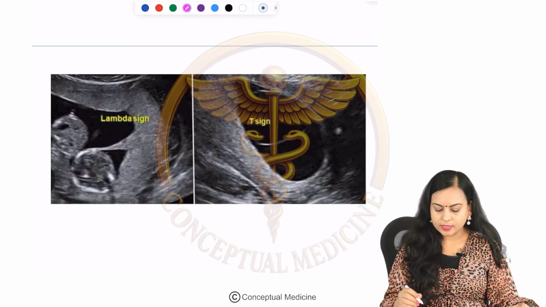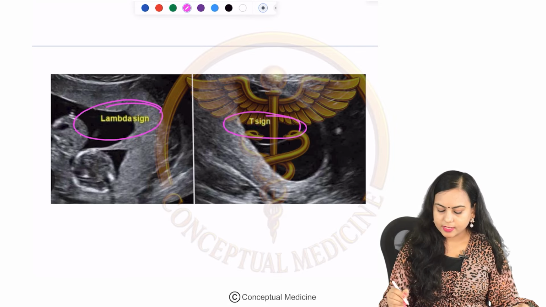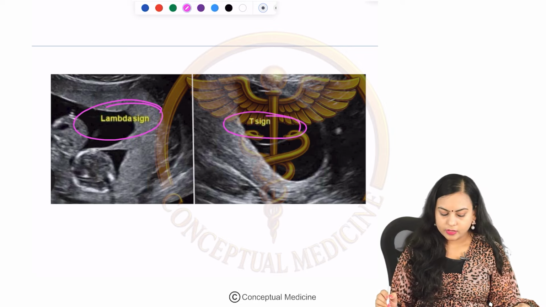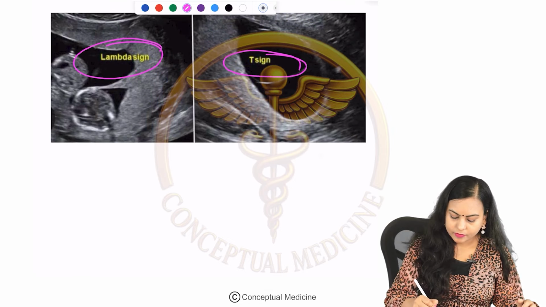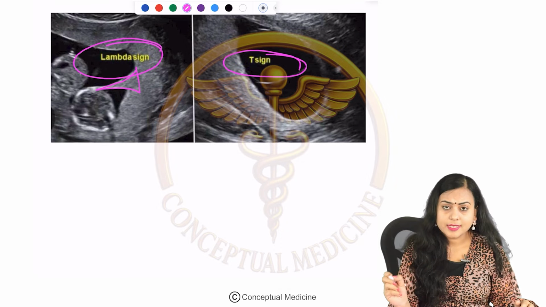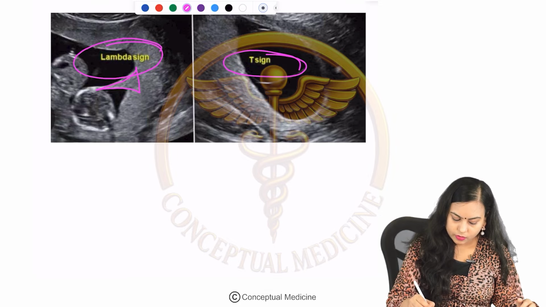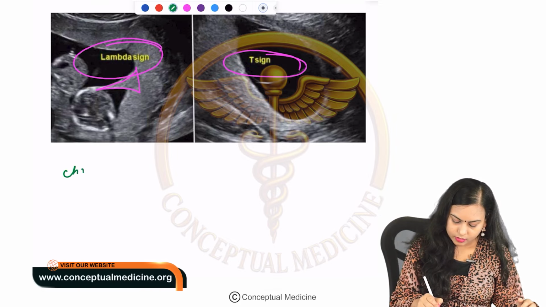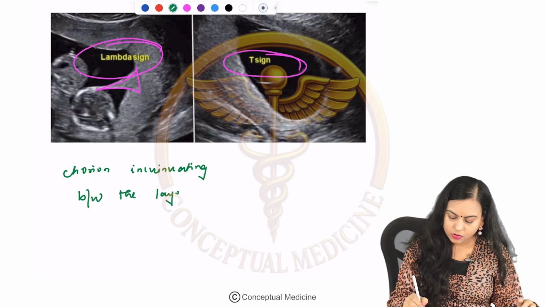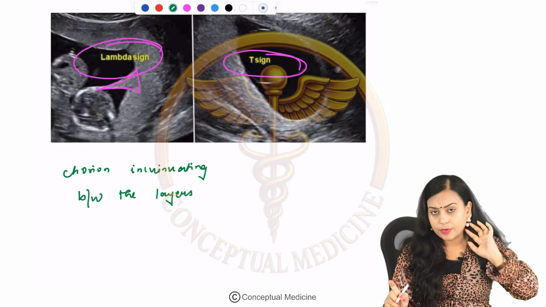Now, let us see these two signs in ultrasonogram. Okay. So, the first one is a lambda sign and the next one is a T sign. So, what is the lambda sign? What is actually happening is you have a triangular appearance here, right? This is nothing but the chorion insinuating between the layers of the intertwin membrane, okay?